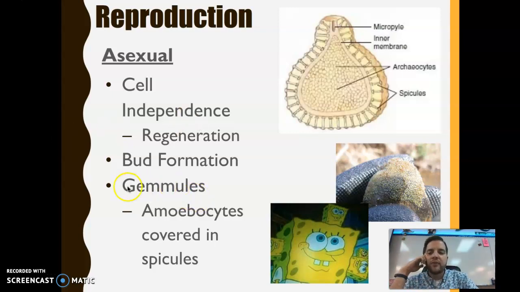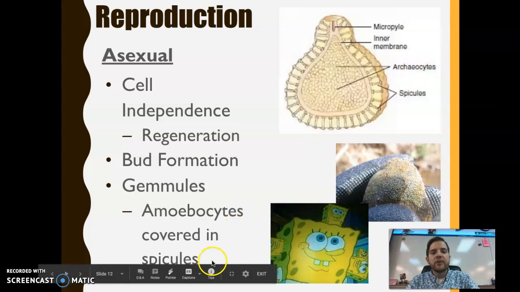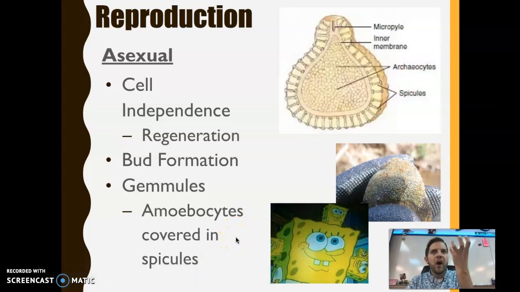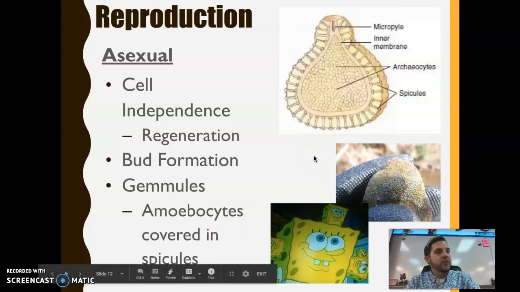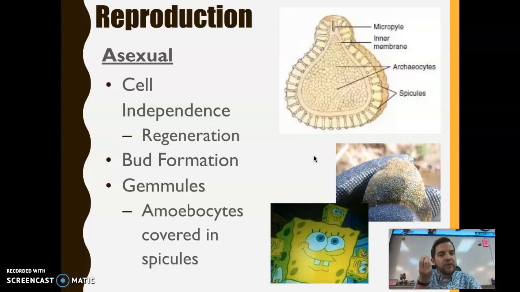So it creates these things called gemmules. Gemmules are essentially amoebocytes, also called archaeocytes, but same thing, covered in spicules. So essentially, they're little pockets of cells that are ready to eat. And then as it lands on the ground or on the bottom of the water and it starts to grow, it will then develop into a full sponge. It'll develop its ostia, it'll develop its osculum, and then it will be able to start eating. So it's essentially just a little pocket of sponge ingredients, and then they fall off.